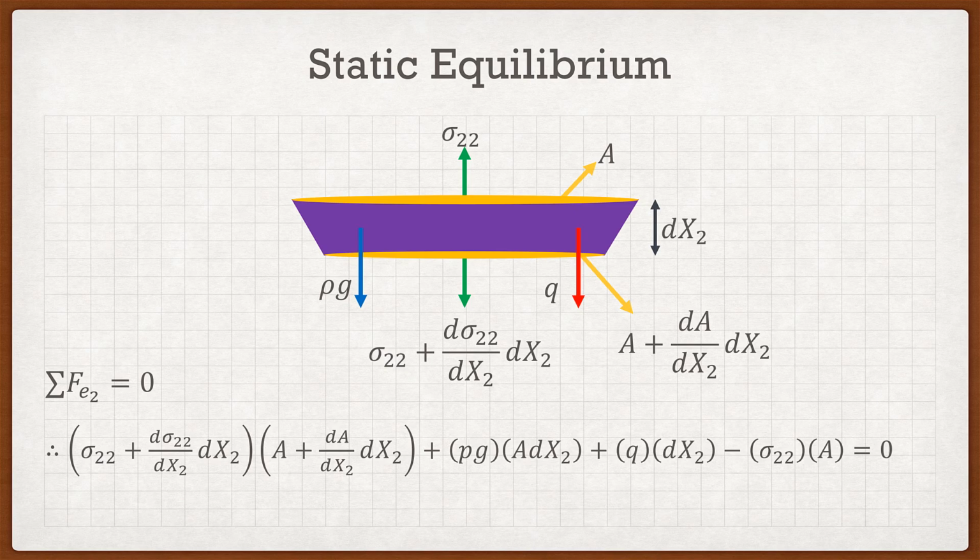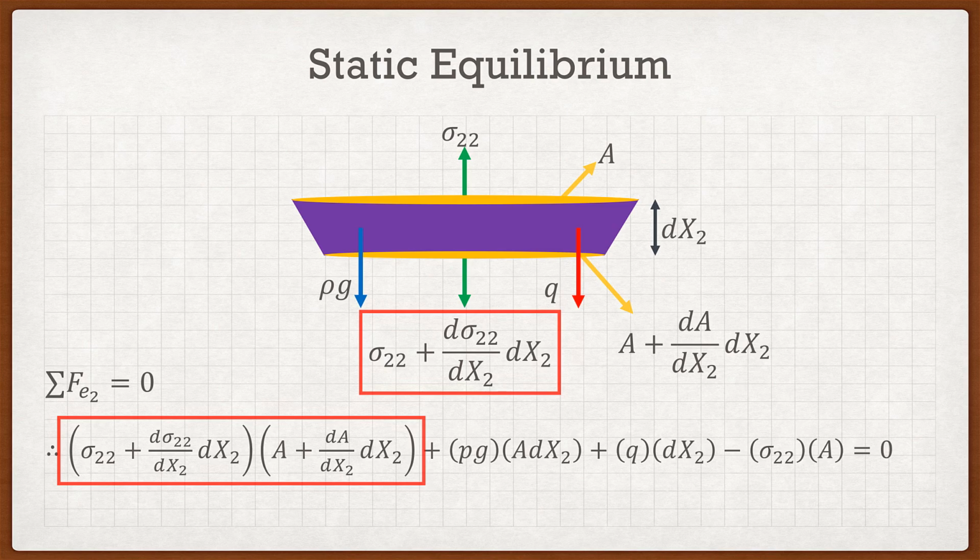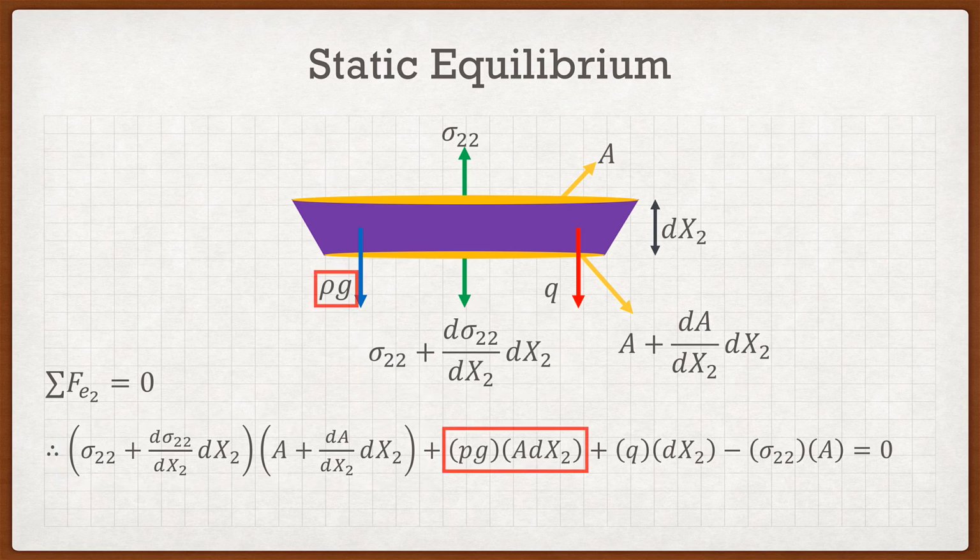So let's go down one by one. The first component I have is sigma 22 plus the change in sigma 22 with respect to x multiplied by dx. Remember that this is a stress, but I don't want a stress, I want a force. So in order to go from stress to force, I have to multiply by the area. Well, we know that the area is going to be A plus the change in A with respect to x times dx. So there's my first component here, and once I multiply the stress and the area together, I get a force.